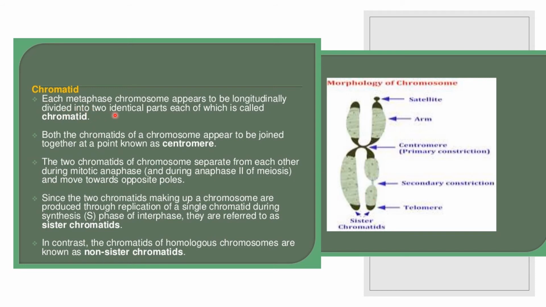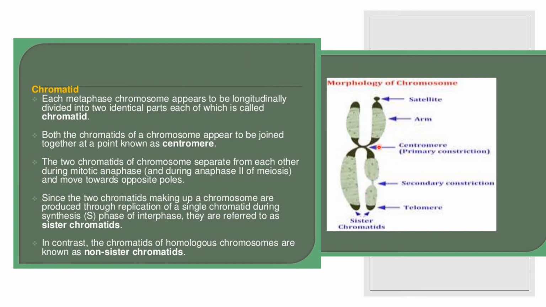Chromatid: each metaphase chromosome appears to be longitudinally divided into two identical parts, each of which is called a chromatid. If you can see this structure, this is one chromosome. There's a duplication of this chromosome over here. But when this duplication, this replication is done, these two chromosomes are linked by means of the centromere. So this is called one chromatid, this is the other chromatid. So these two chromatids are the sister chromatids.